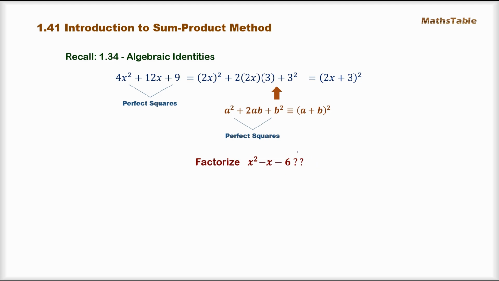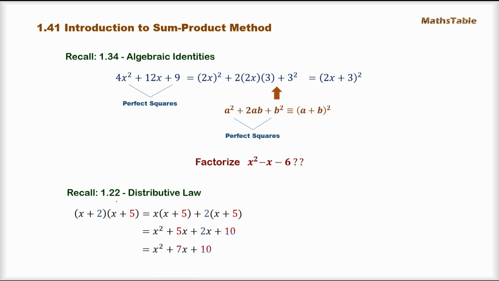For this, we need the help of the distributive law, which was discussed in another of our videos, section 1.2. There we discussed one example that if you have two brackets, x plus 2 and x plus 5, and we expand them using this distributive law, we select the first term of the first bracket and multiply with the second bracket, and similarly the second term of the first bracket and multiply with the second bracket again.